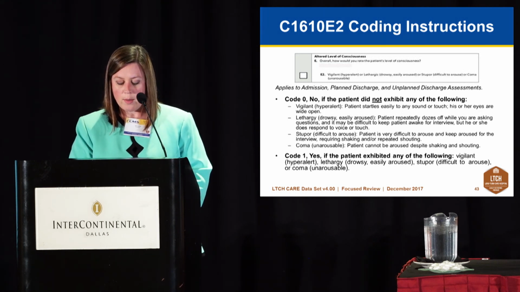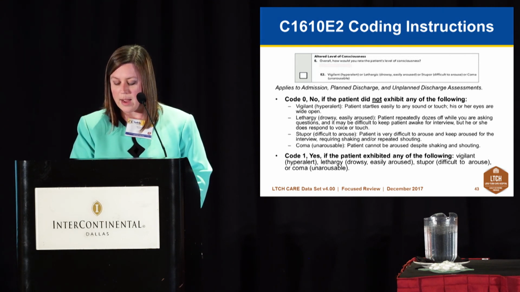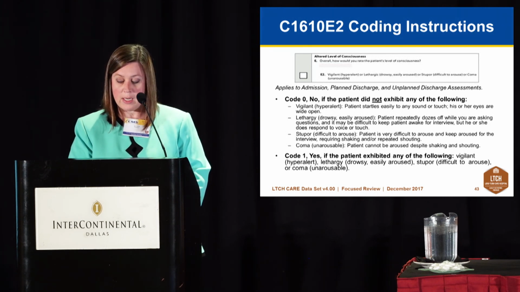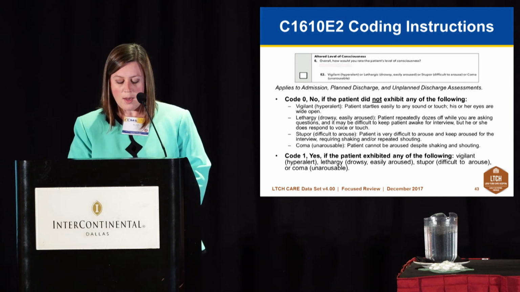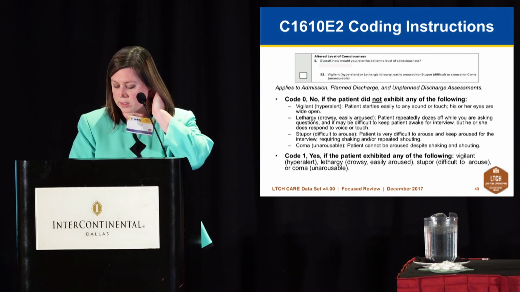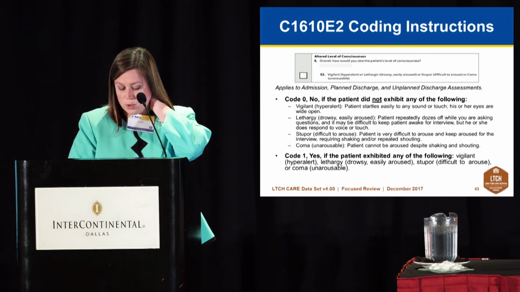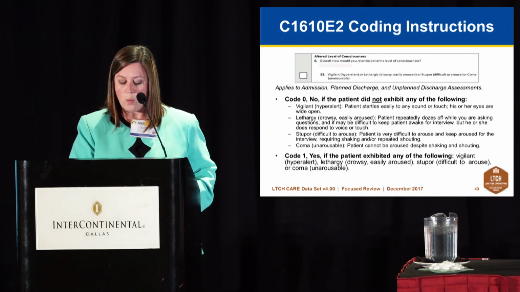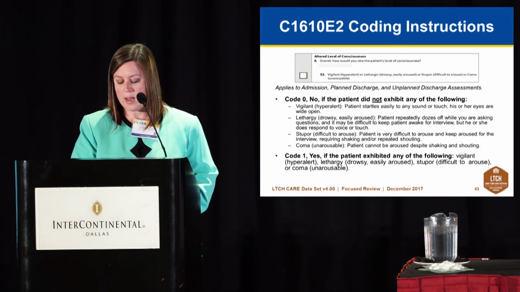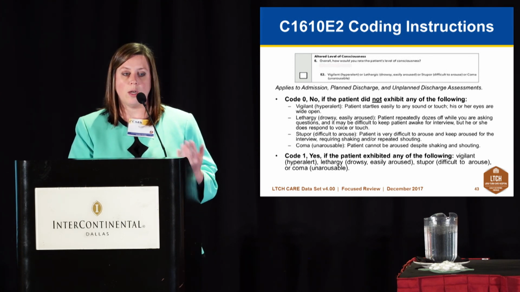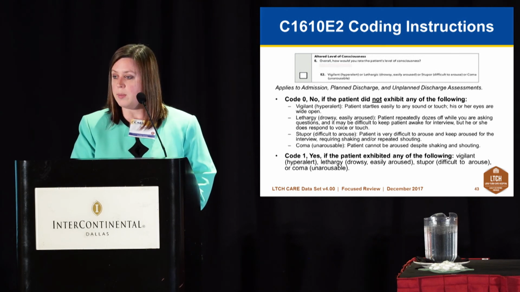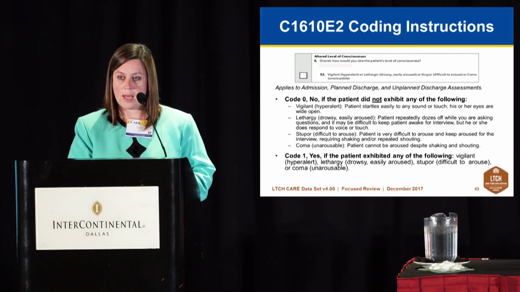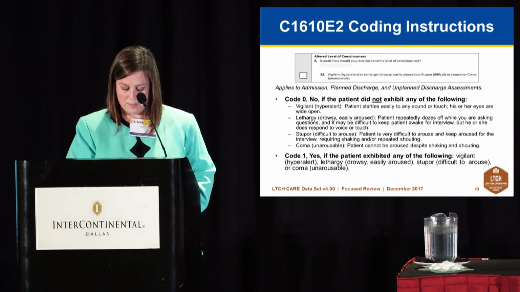The next item you would want to consider is stupor, difficult to arouse. The patient is very difficult to arouse and to keep aroused for the interview, requiring shaking and/or repeated shouting, hopefully gently. And then coma, unarousable. The patient cannot be aroused despite shaking or shouting. So in this scenario, we would code 1, yes, if the patient did exhibit any of those items. So we're coding no if they are not exhibiting any of those signs and symptoms, and coding yes if they do.